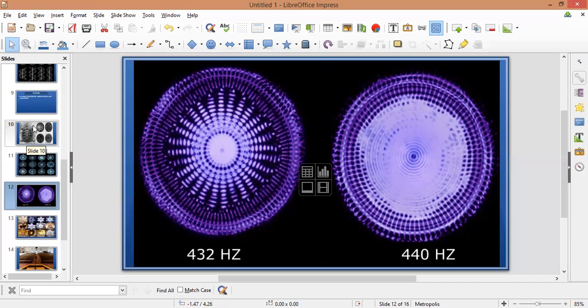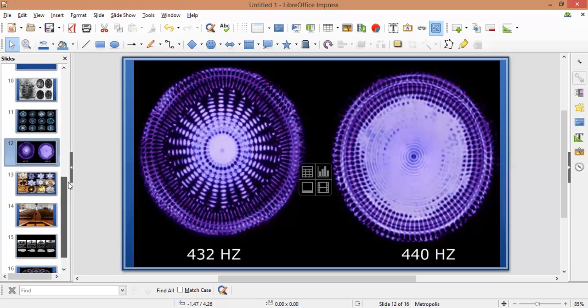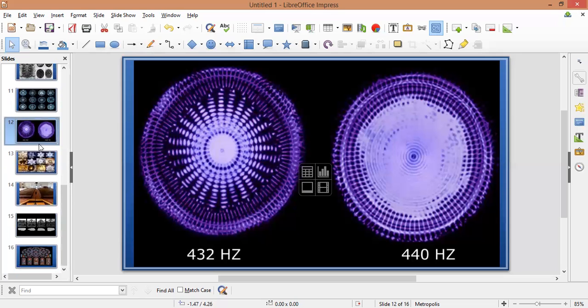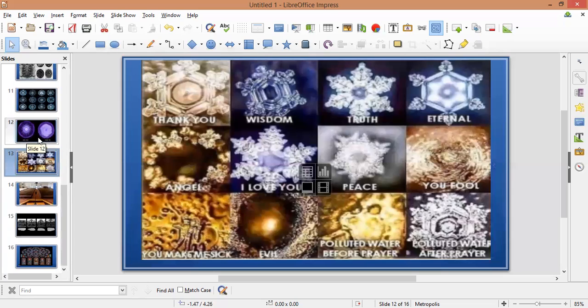So now this brings us to Dr. Emoto's work. Dr. Emoto was a scientist who studied water and intention with water. And what you're looking at here, let me just show you the picture, is water patterns or water molecules, how they look when you say thank you, wisdom, truth, eternal, angel, I love you, peace.